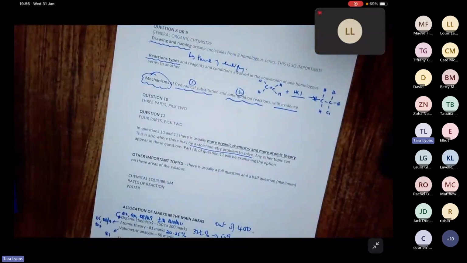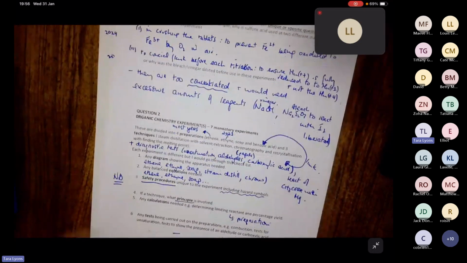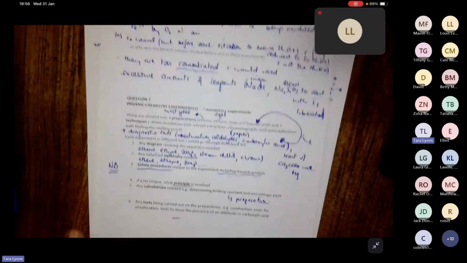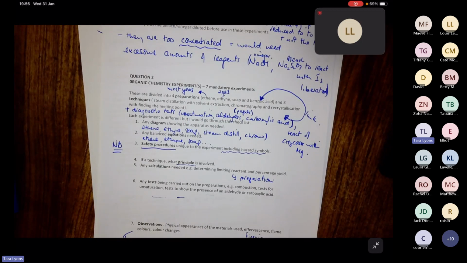How do I prepare for my experiment? I look at every experiment question that has come up in question 2. So my four preparations and my techniques that I was talking about earlier on. They've asked every one of those already. It's not like they haven't asked any of them. They've asked them all at least once, if not more than once already.